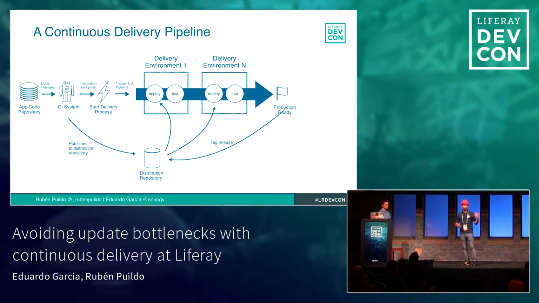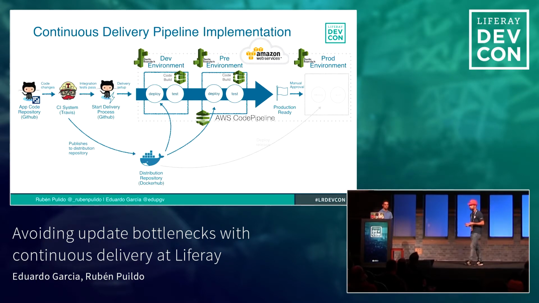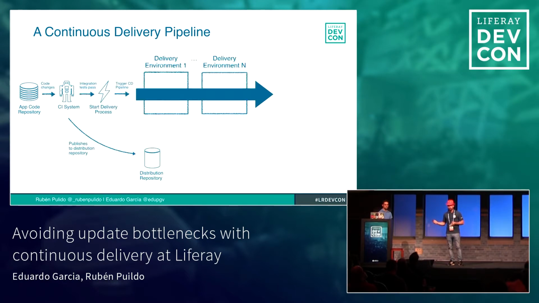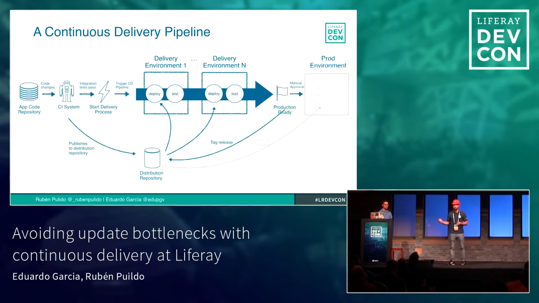Here, we tag our app in our distribution repository. And since we are doing continuous delivery, remember, we require a manual approval. After this manual approval, then we finally deploy our application into the production environment. Here, we could even perform more tests, like health tests or whatever we need. So this slide shows the theory of a continuous delivery pipeline.